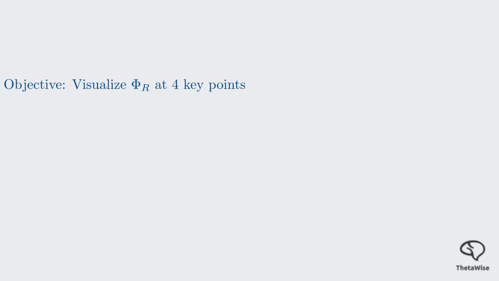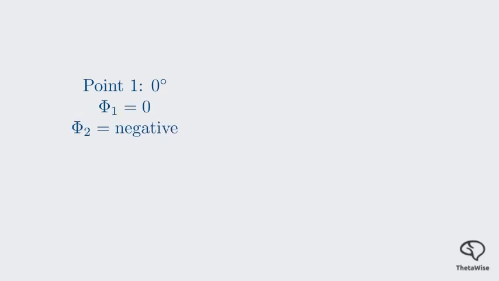Our objective here is to visualize the resultant flux, phi r, at 4 key points: 0 degrees, a point between 0 and 90, 90 degrees, and a point between 90 and 180. Let's start with point 1 at 0 degrees.